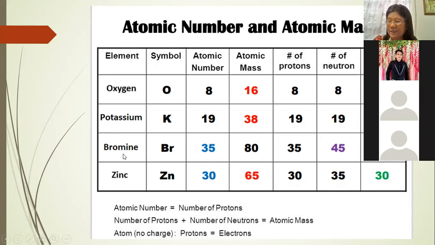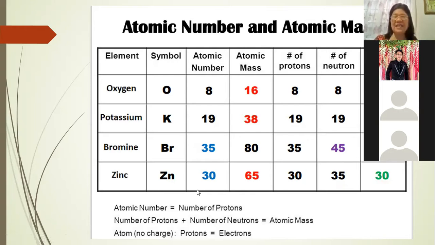Next is bromine. Bromine has a symbol of Br and an atomic number of 35. The atomic mass is 80. So, what will be the number of protons and electrons? The same as the atomic number, 35. What will be the number of neutrons? That is the atomic mass minus the atomic number or the number of protons. So, 80 minus 35 is 45.